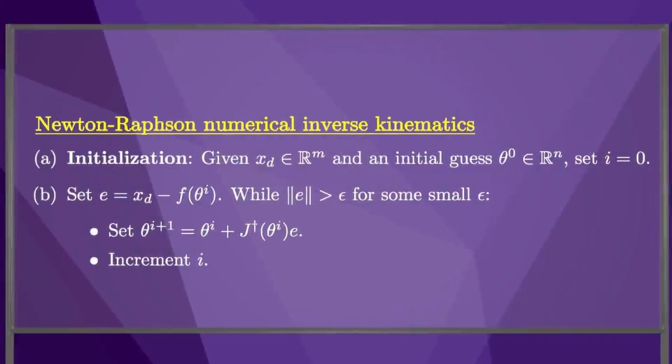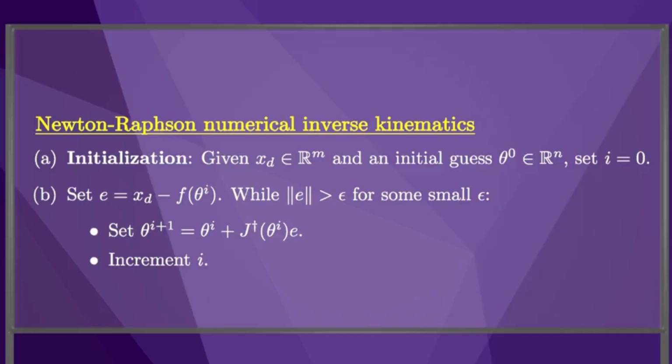We can now state the Newton-Raphson numerical inverse kinematics algorithm. Starting from an initial guess theta 0, we calculate the end-effector error E. If it is small enough, then theta 0 is our solution. If not, then we add the pseudo-inverse of j times the error E to our guess and repeat.